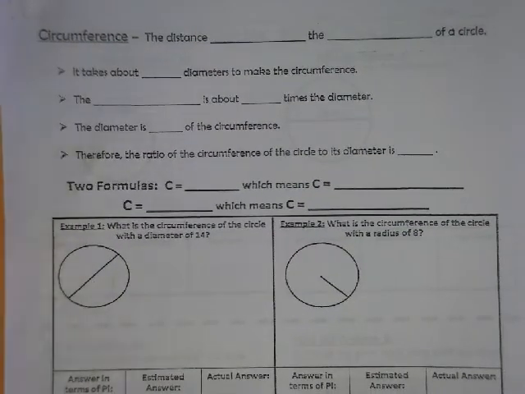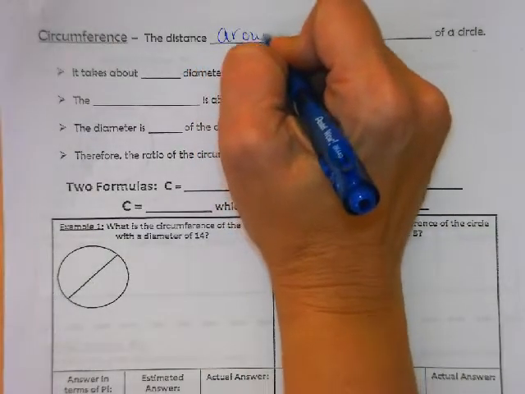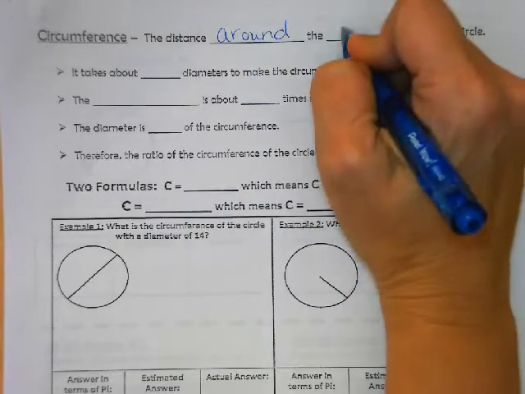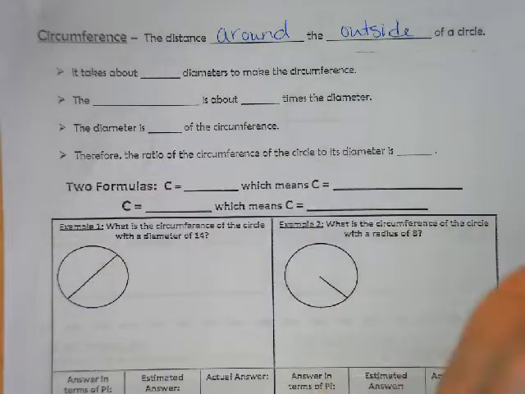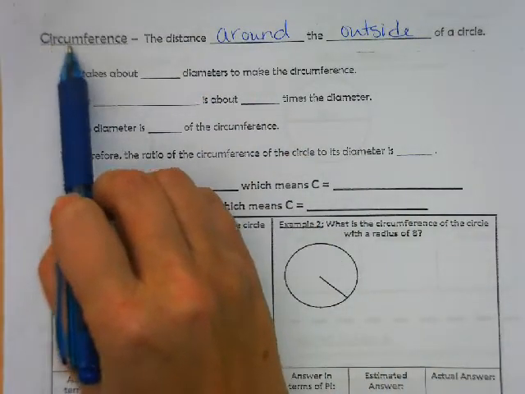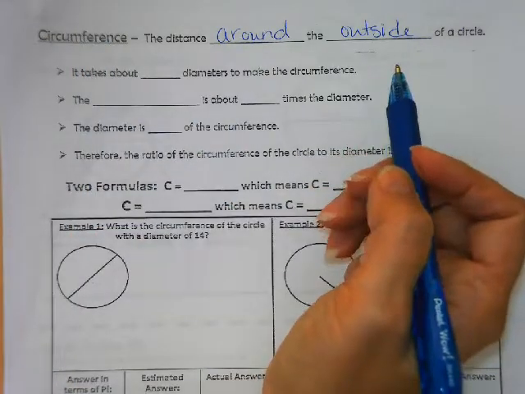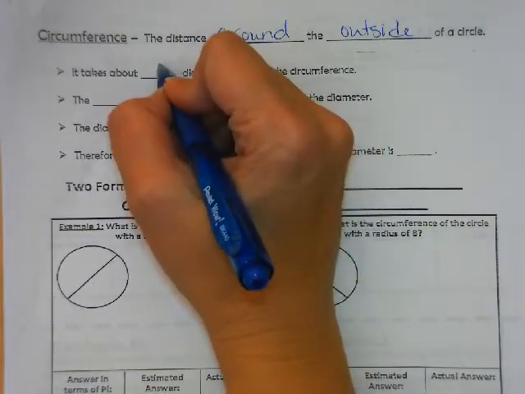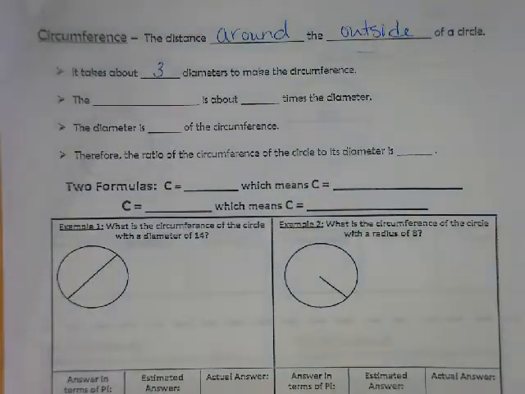Okay, so let's talk specifically about circumference. We talked about the individual pieces of the circle. Let's talk about what we can do with that. So again, the circumference is the distance around the outside of a circle. So if you look at the word circumference, it is your whole circle. It's just the outside. It takes about, this is what you learned in your video last night, a little more than 3 diameters to make the circumference.